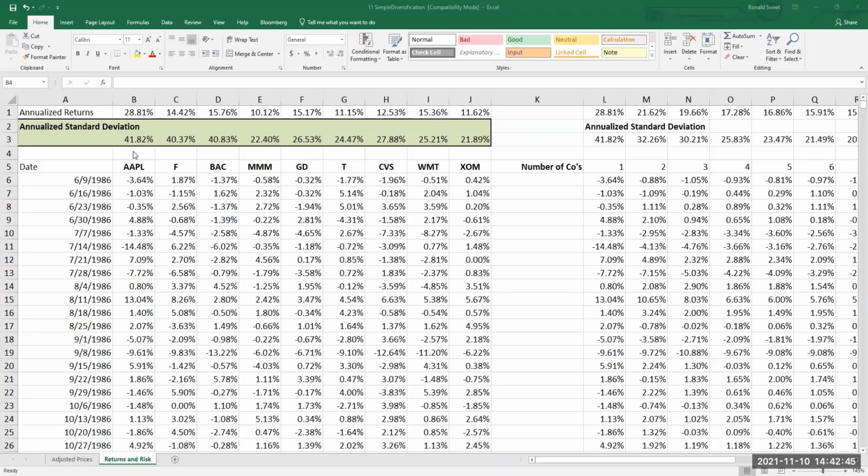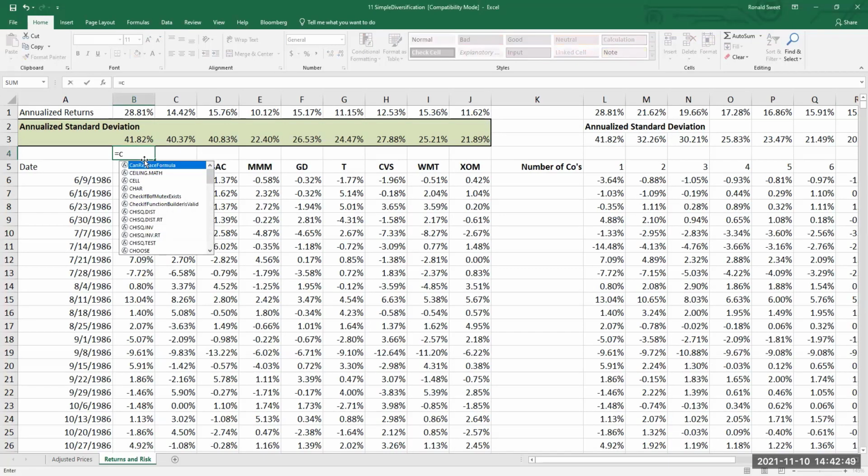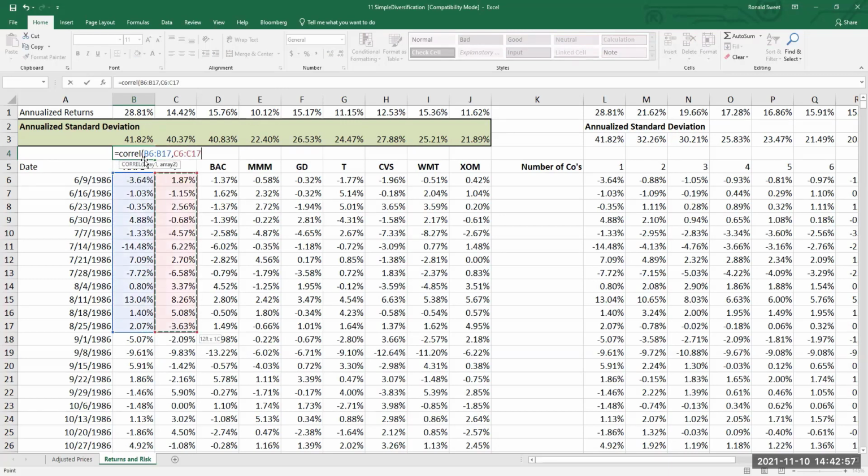So you can do equal CORREL. I can highlight Apple's stock returns and Ford's. You have to have the same length. If you go one extra period, it's going to give you an error message. They have to be the exact same number of rows, but that will give you a correlation.